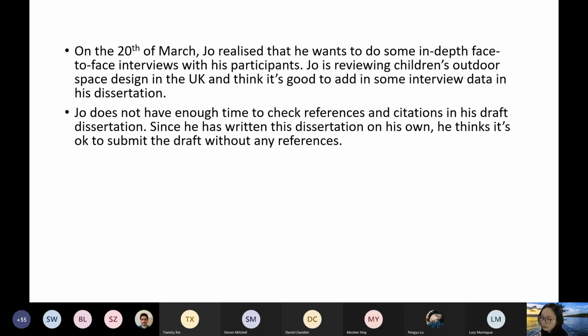So essentially, Joe is thinking, because this dissertation is his own work, he's literally typed every word on his own, and it belongs to him. So it is okay to leave the dissertation without any citations and reference list. Is that a good decision? Anyone?